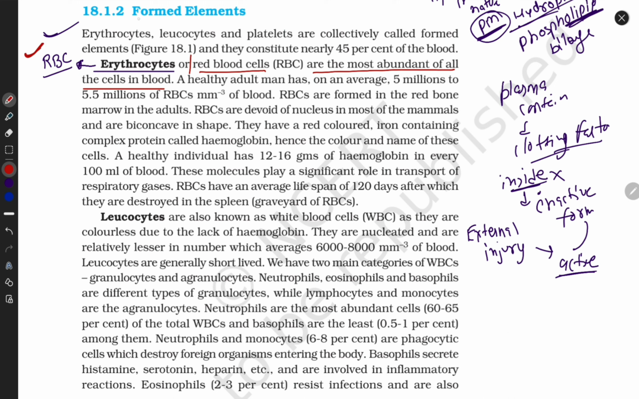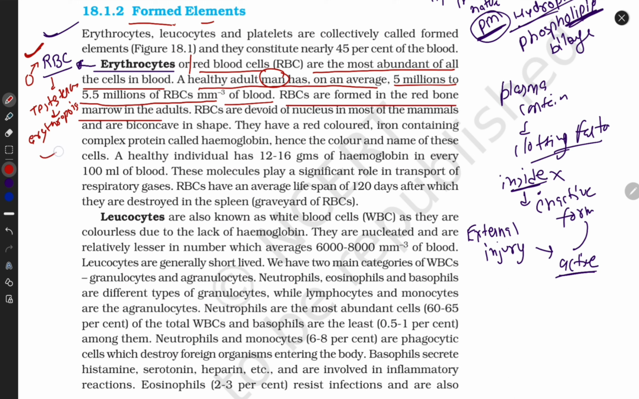A healthy adult man has on average 5 million to 5.5 million RBC per mm cubed. It means a healthy man has a high amount of RBC. Why high in males? Because of testosterone. It is an androgenic hormone and it promotes erythropoiesis.